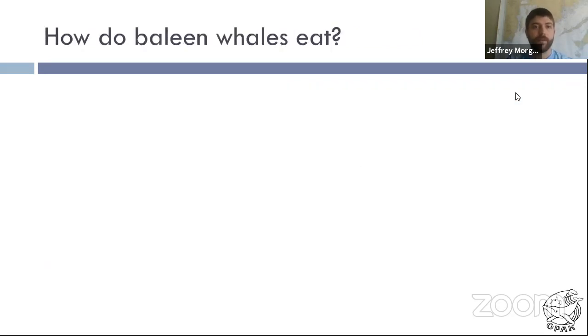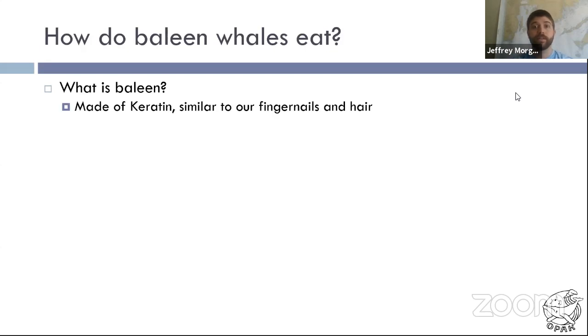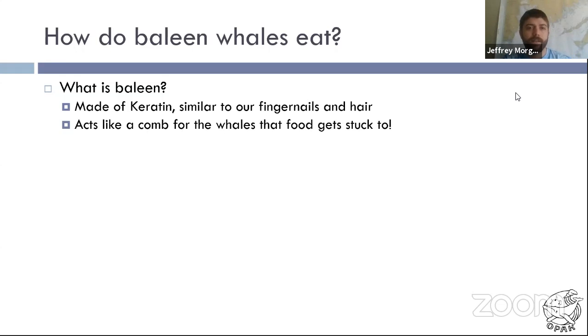So, pretty obvious that our toothed whales are using their teeth to eat, but how do baleen whales eat, and what is baleen? So baleen is made of keratin, which has the same proteins that our fingernails and hair do. And baleen was really popular in the whaling days to be caught for females' corsets as well as buggy whips. There's some other uses for them as well. But basically, baleen acts like a comb for whales that they can take all of the plankton out of the ocean and suck up their food.